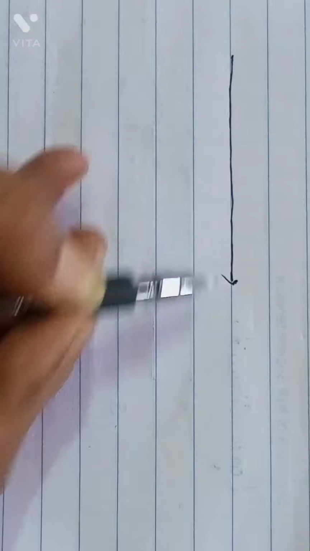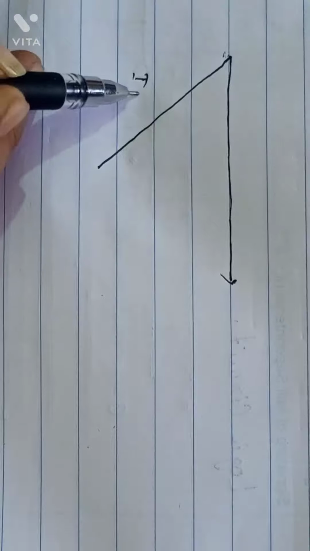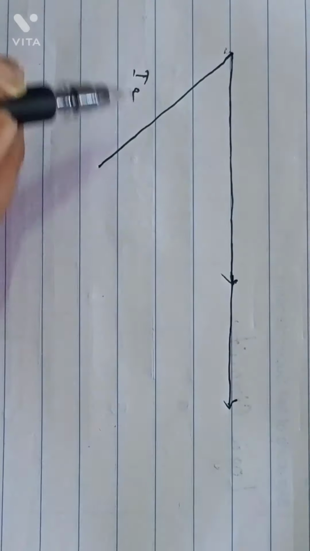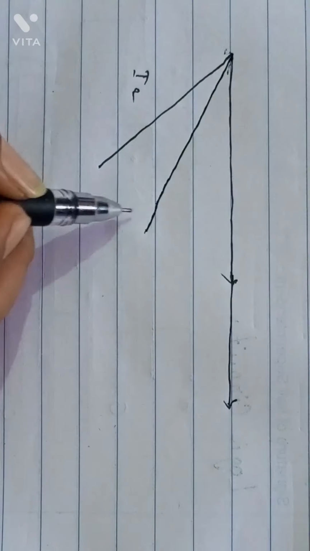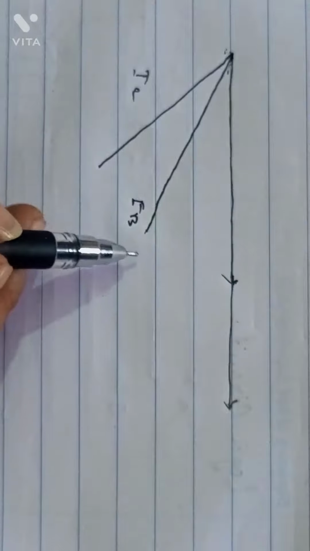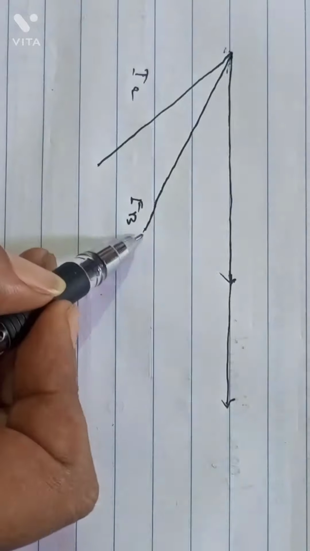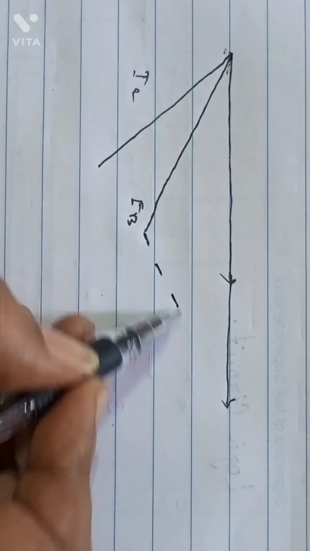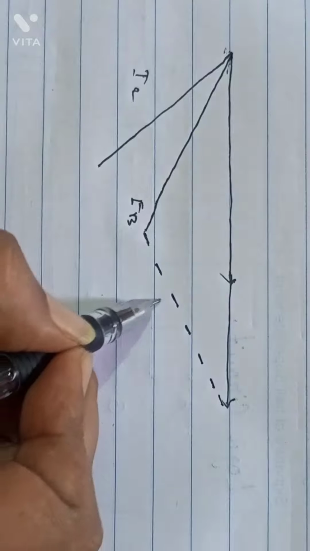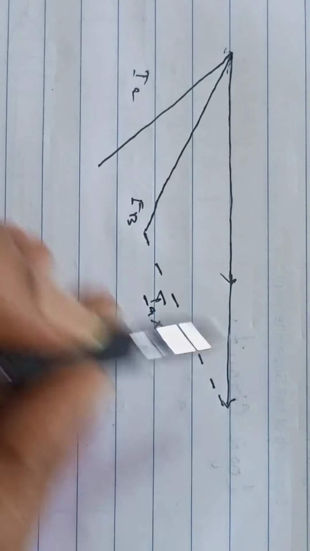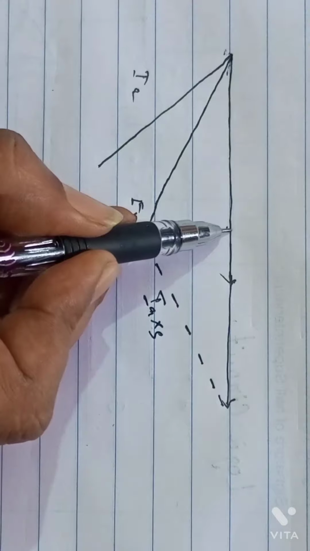Now what is this? Voltage, then it is the current IA, then this is your angle EB. Now there is no resistance, only it has a reactance. That's why the reactance value is IA XS. Now I just draw the line.